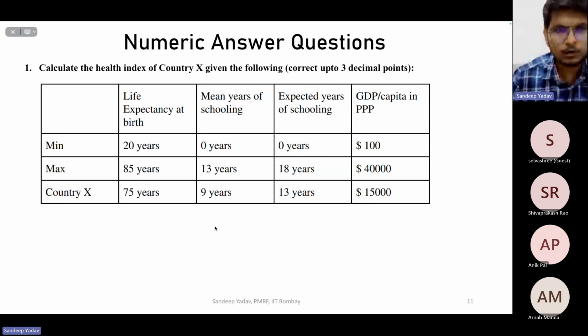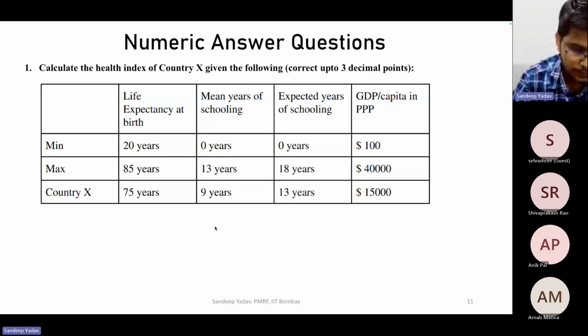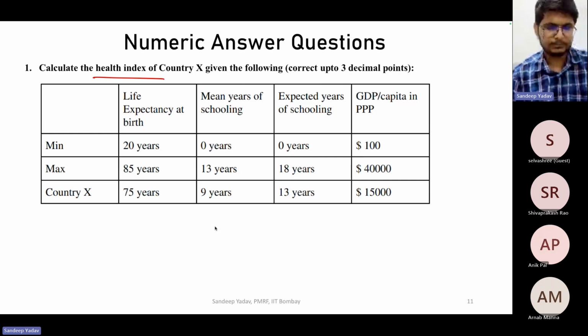Thanks. Now moving ahead to the numerical questions. Numerical questions are the questions in which options are not there. You have to just put the values in a certain range. So now, calculate the health index of a country X given the following factors. Everything is given, like minimum life expectancy, maximum life expectancy, mean years of schooling, expected years of schooling, GDP per capita. You have to calculate the country's health index. So let's solve this.